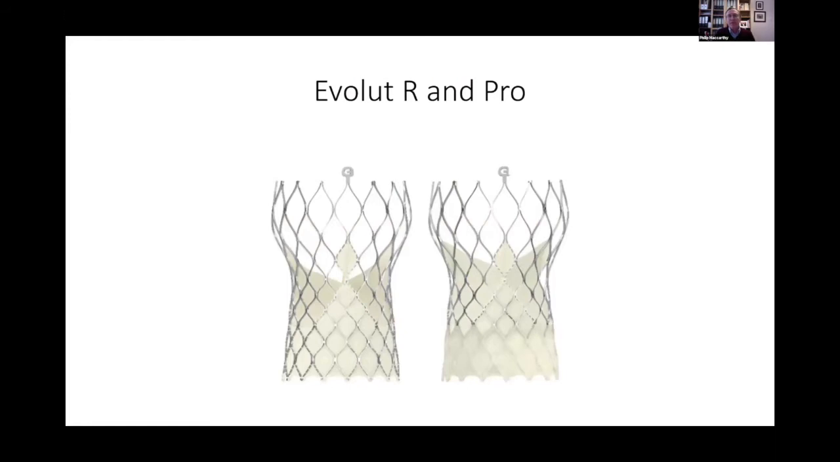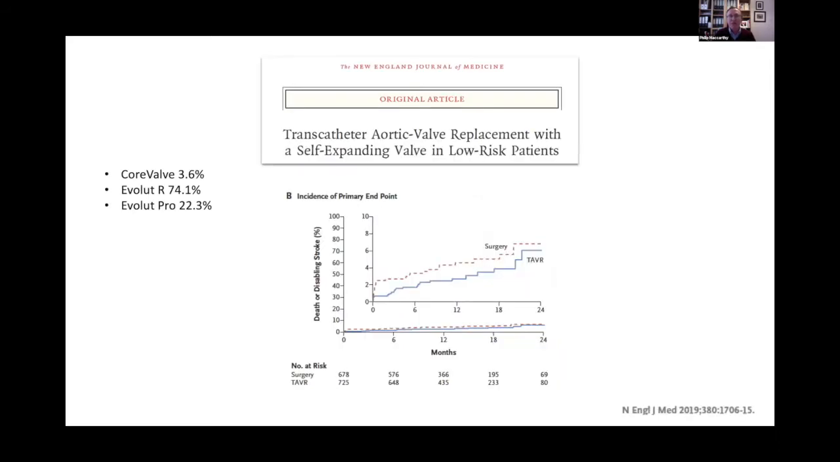The Evolute has also been progressing nicely. This is the Evolute R on the left and the Evolute Pro on the right with a pericardial skirt. And the Evolute also has a nice low risk study. This is Evolute low risk, showing the distribution, mainly Evolute R, but about a quarter Evolute Pro. And again, trend to improved outcomes in TAVIs over surgery, but not statistically significant in this study.